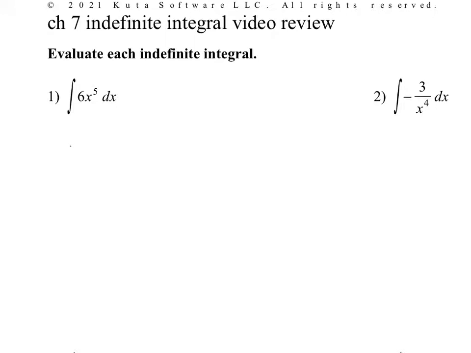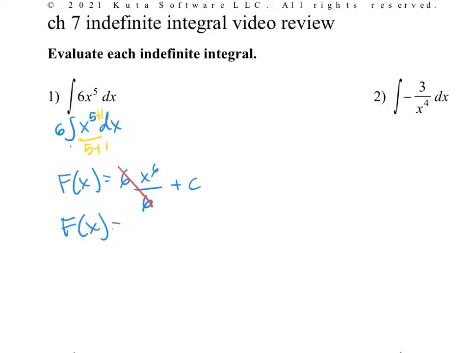So for number one, this is the constant. We're going to write the 6 in front, x to the 5th dx. And then again, what we're going to do is add 1 and divide by that new exponent. So our function becomes 6 times x to the 6 over 6 plus c. As you can see, the 6 over 6 goes to 1, and we have f of x is equal to x to the 6 plus c.